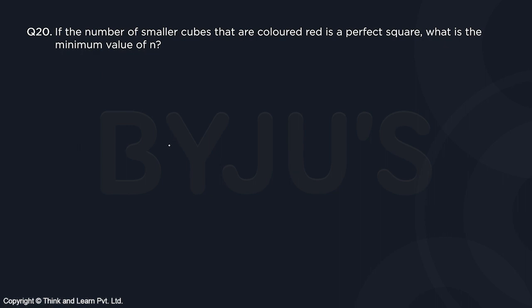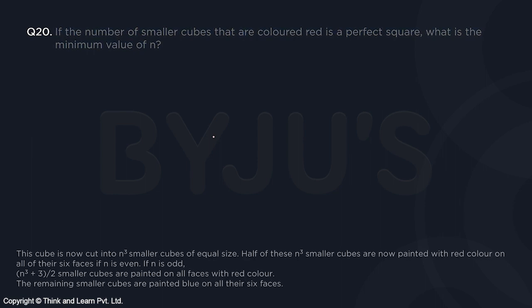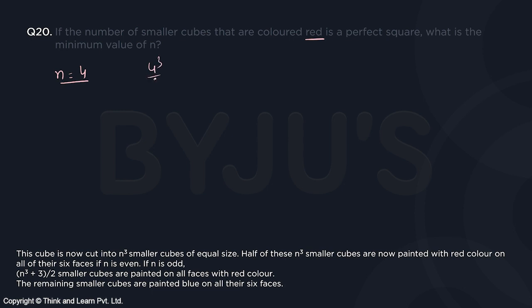If the number of smaller cubes that are colored red is a perfect square, what is the minimum value of n? Okay, let's have a look at this as well. Number of smaller cubes that are red is a perfect square. So what is the minimum value of n? Let's start with n is equal to 4. How many of them are red? It is 32. It is not a perfect square.